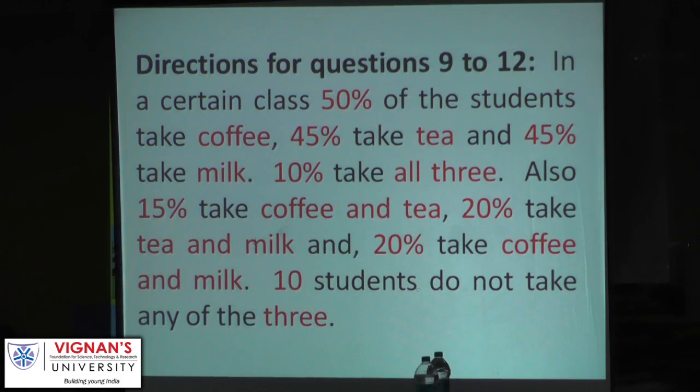What is the difference between this question and earlier questions? Earlier we were given absolute values, now we are given only percentages. Even if you are given percentages, one absolute value will always be there. Do you see any absolute value here? Last statement, 10 students. Using that we can find out what that 100% is. Right? We can go for a break after this problem.